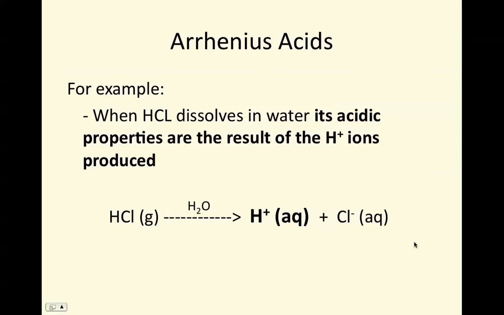For example, when we have HCl, and I'm sorry, that should be a lowercase l there, when it dissolves in water, its acidic properties are the result of those protons produced, or the positive hydrogen ions. So when HCl is dissolved into water, it's going to break up into the two ions that make it up. We have again the positive hydrogen ion, this gives it the acidic properties, and the extra chloride ion, which we would consider a spectator ion. It's not really going to influence any of the acidic properties. We're more worried about the positive hydrogen ion.